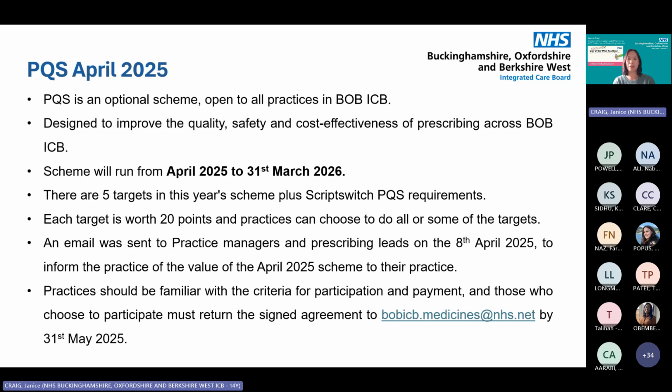If for some reason they haven't received that information, please do email into our team inbox, and we can make sure we send that out and update any contact details if we need to. Each target is worth 20 points, and you can choose to do all of the targets or some of the targets. Like I mentioned before, there is a criteria for participation, and that has been updated for this year. So please do have a look at that. If you've got any questions at all, please do get in touch with the team.